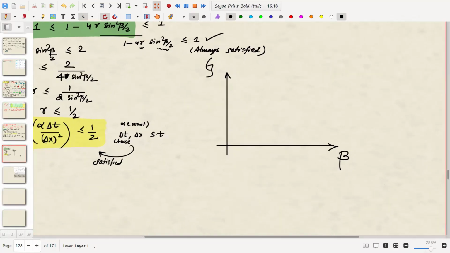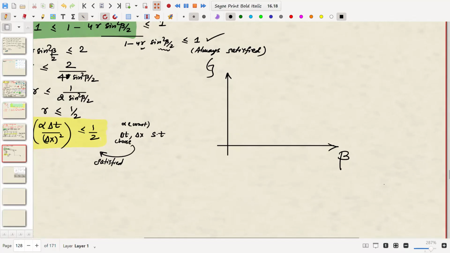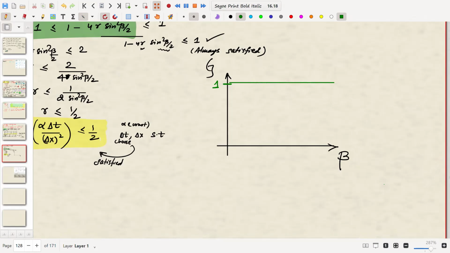So how does this amplification factor look? It will look like this. If you put r equal to 0, then g is just 1. You'll just get one line.